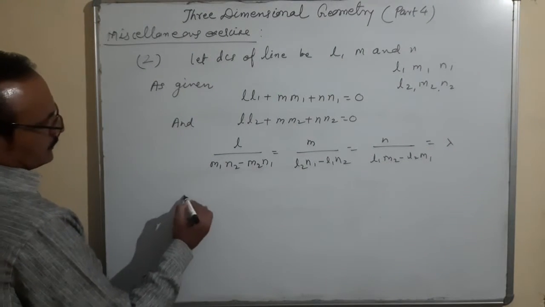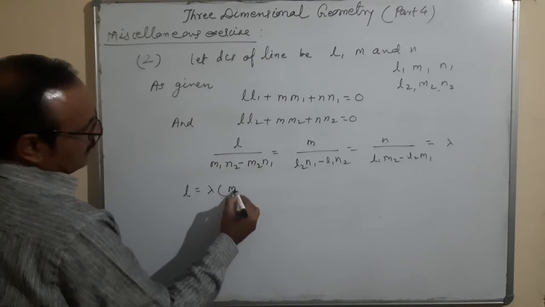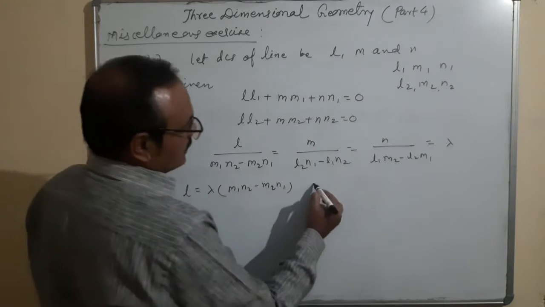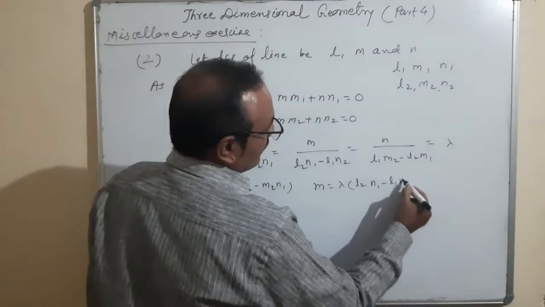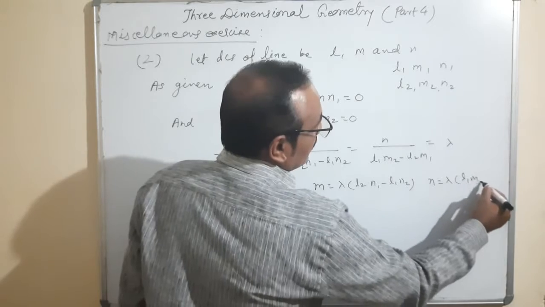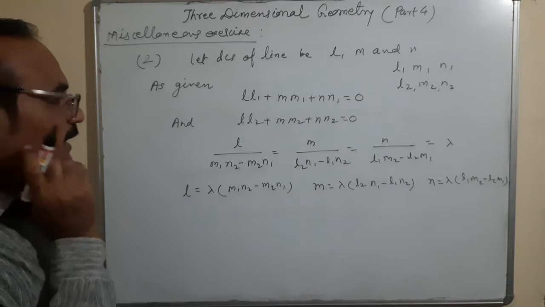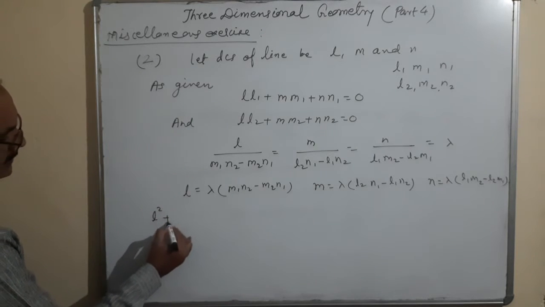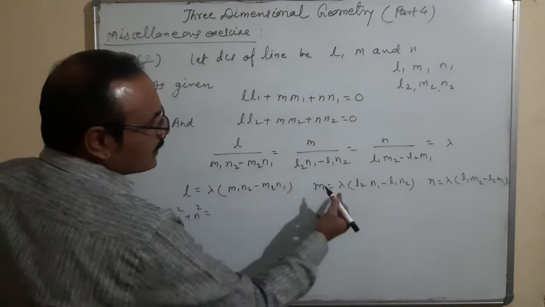So what does it mean? l is equal to lambda times m1 n2 minus m2 n1. m is equal to lambda times l2 n1 minus l1 n2. And n is equal to lambda times l1 m2 minus l2 m1. Okay. If we square and add all these terms, then what happens? l square plus m square plus n square is equal to lambda square, lambda square, lambda square.